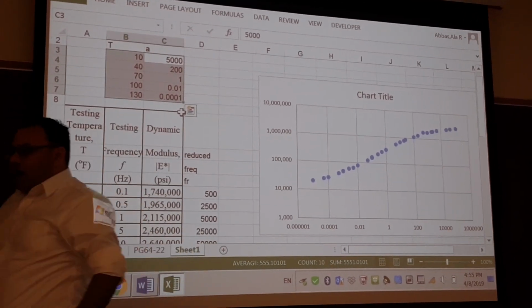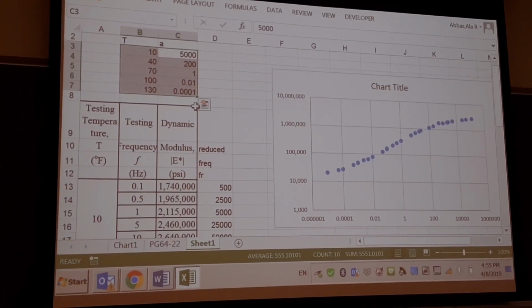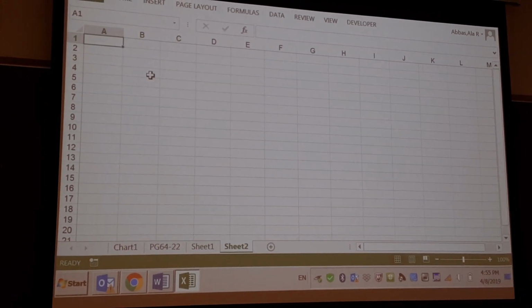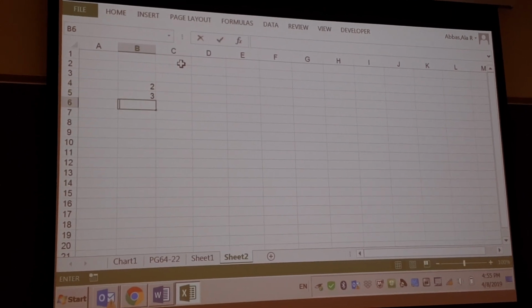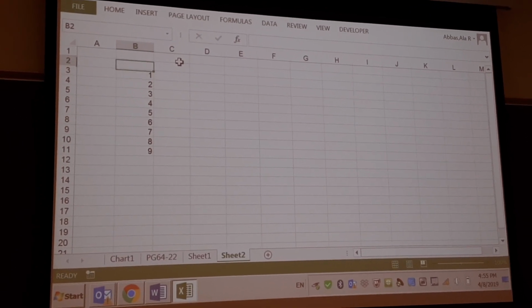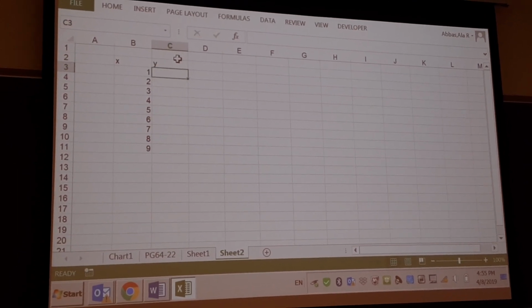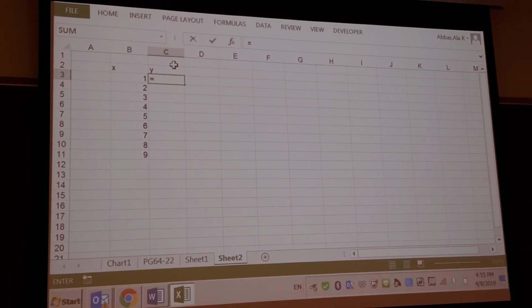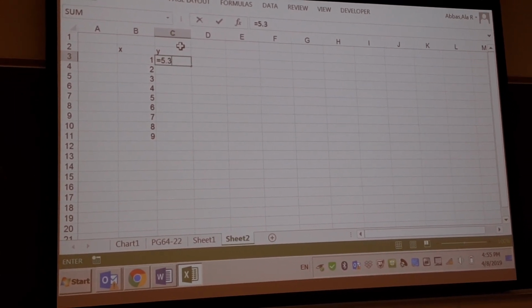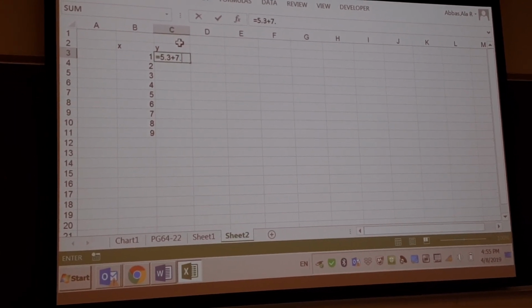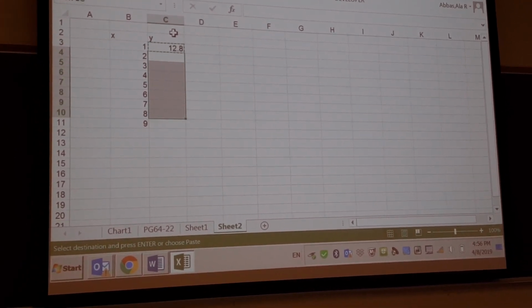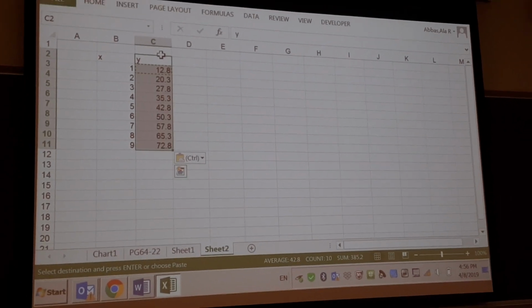Okay, so now how can I develop a model for this data? We've learned how to develop a model for a linear function. Let's say that you have this data for x, and let's say that you have this data for y. I'm going to use 5.3 plus 7.5 times x. So let's say that you were given the following data.